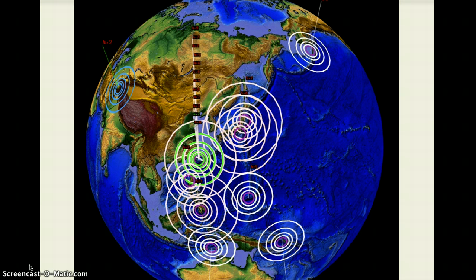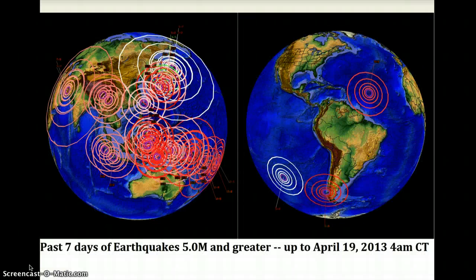This is a picture of the earth for one day. This is April 16th of 2013. There was a lot of seismic activity within one 24-hour period along the western edge of the Pacific Ocean. This was just one day, and a much larger swarm of earthquakes was occurring within a 7-day period.